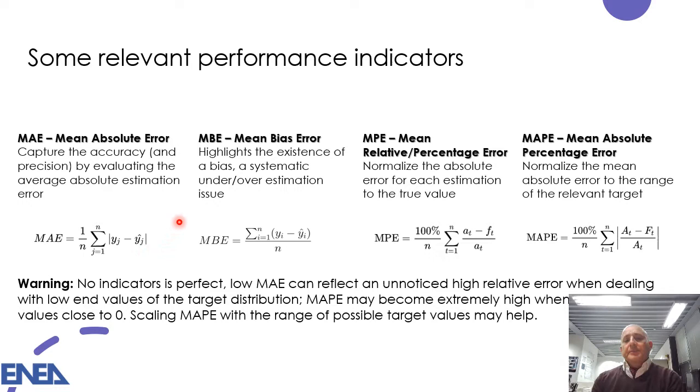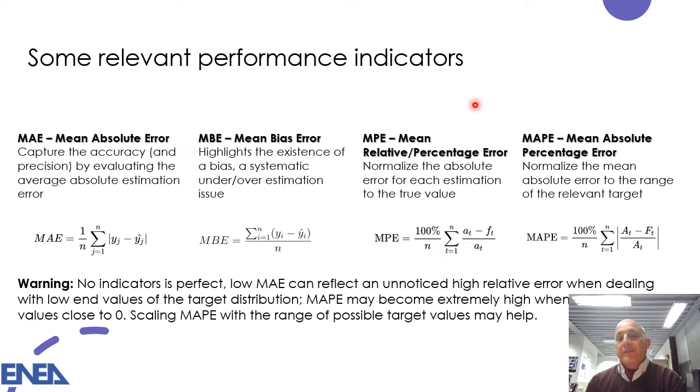Then you will find usually an estimation of the mean bias error, which highlights the existence of a systematic under or overestimation issue, something that is constant over all the span. So if you find a positive mean bias error, for example, you have an indication of this sensor's tendency to overestimate the true concentration.